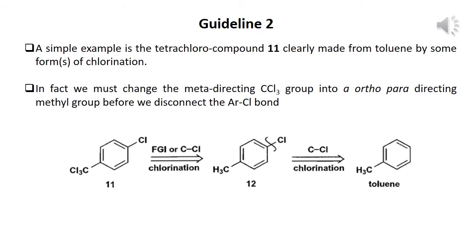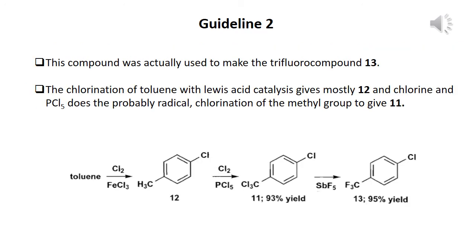So in fact I have already told you that there will be now options. CCl3 is a meta directing group, and these both substituents are attached para to each other. So we shall have to see how we can synthesize it, which substituent should come before. The compound was actually used to make trifluoro compound. This trichloro compound which I have shown is actually used to make trifluoro compound.